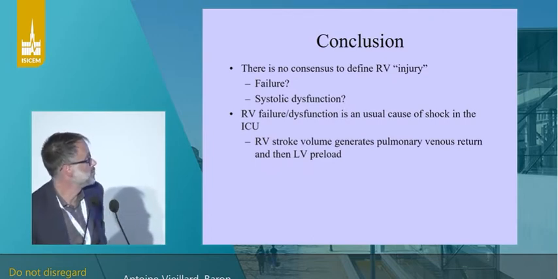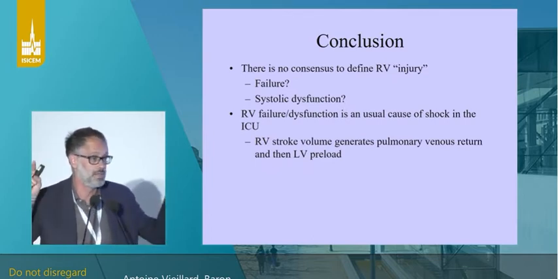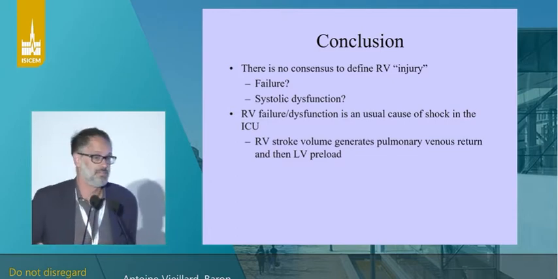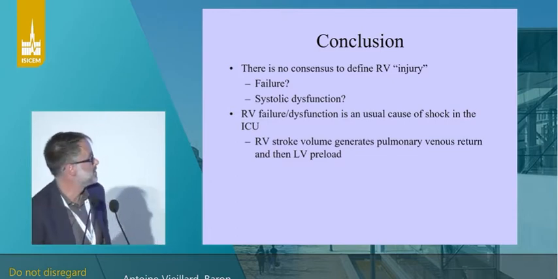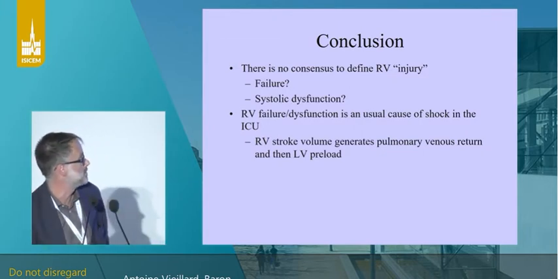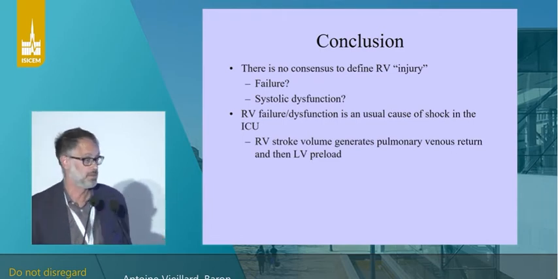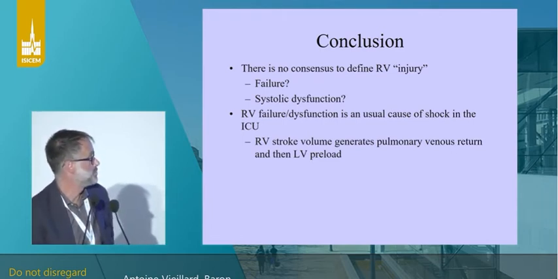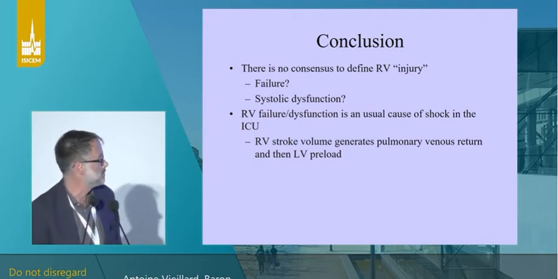There is no consensus to define RV injury. Is it failure, and how to define failure? Is it systolic dysfunction, and how to define systolic dysfunction? We have a better idea. RV failure or dysfunction is a usual cause of shock in the ICU because RV stroke volume generates pulmonary venous return and then LV preload.